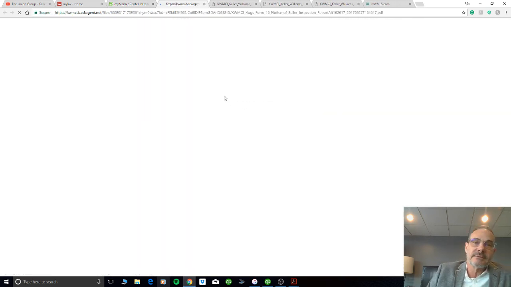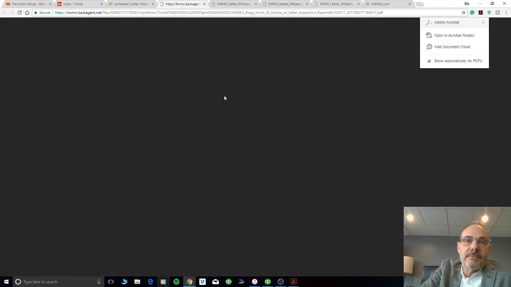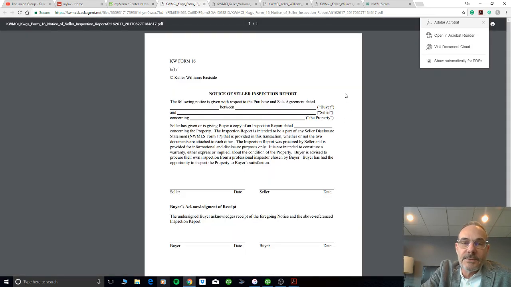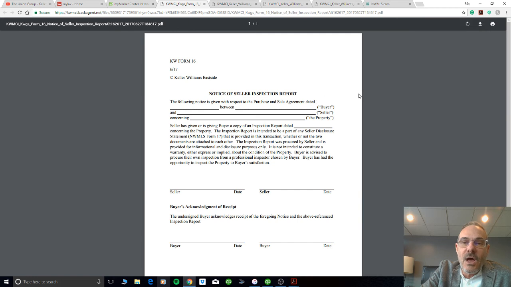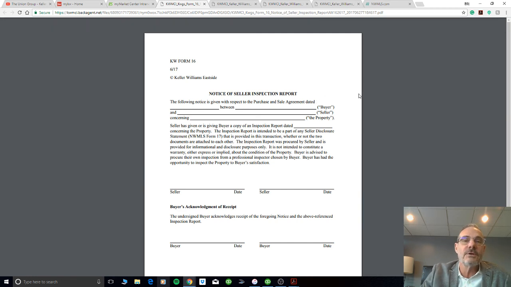16. Let me see. What's this one about? Notice the seller inspection report. This you will always use if you're a listing agent and you are providing an inspection report to buyers. Because this is basically a disclaimer to protect your seller. They're saying the inspection report you're being given is part of Form 17 disclosure.